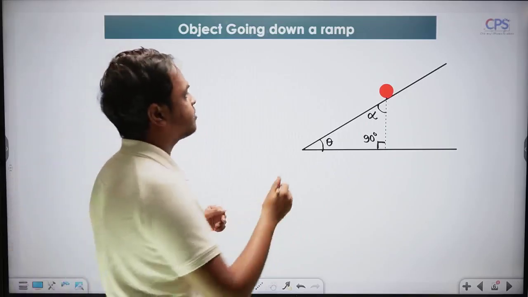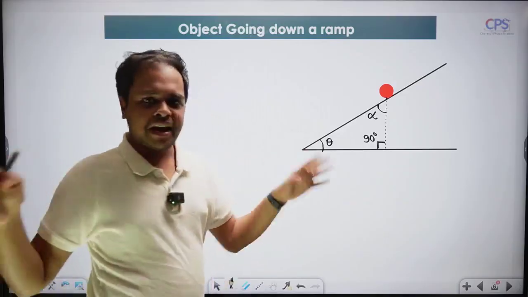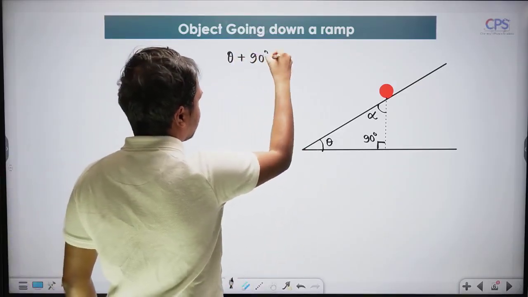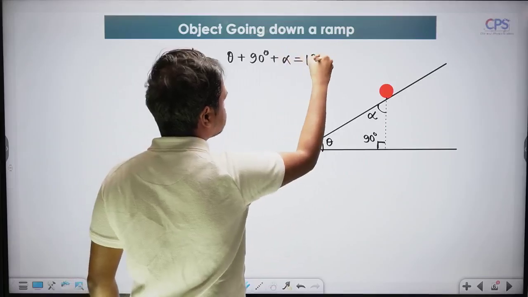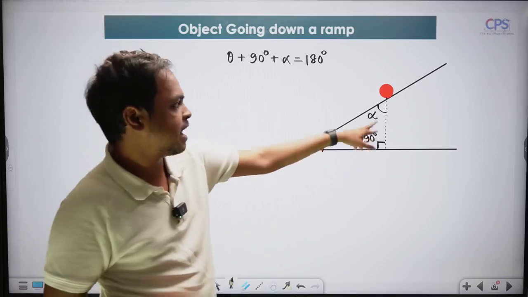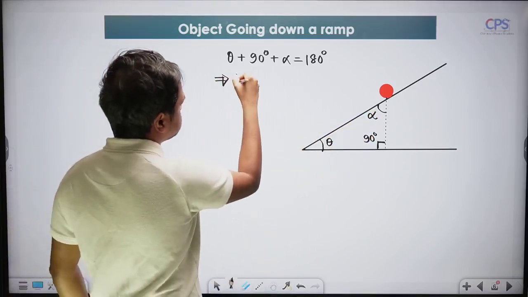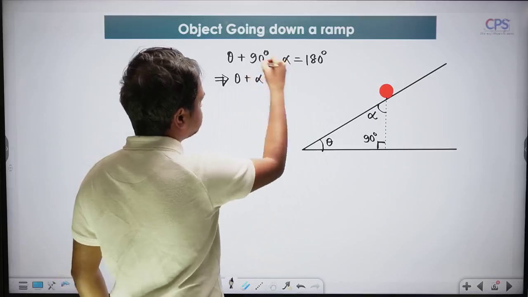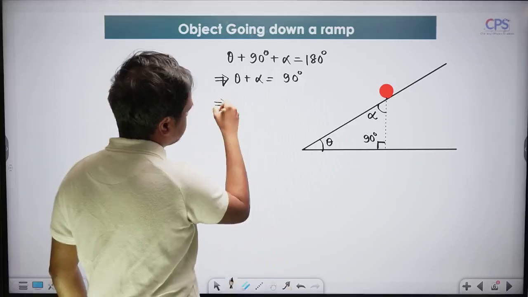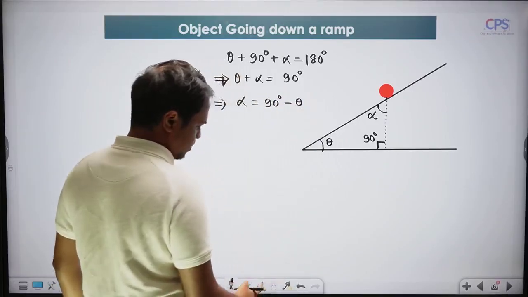Now for any right angle triangle, what can you write? For any triangle actually, you can write the summation of all the angles sum up to 180 degrees, right? You know that. So summation of all the angles theta, 90 degree and alpha is 180 degrees. Now, so we get theta plus alpha equal to 180 minus 90 means 90 degrees, and we get alpha equal to 90 degrees minus theta. Okay.